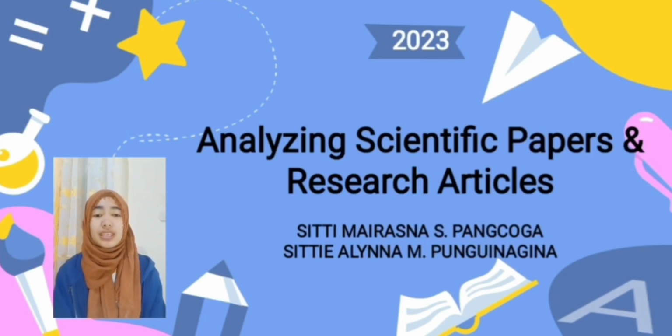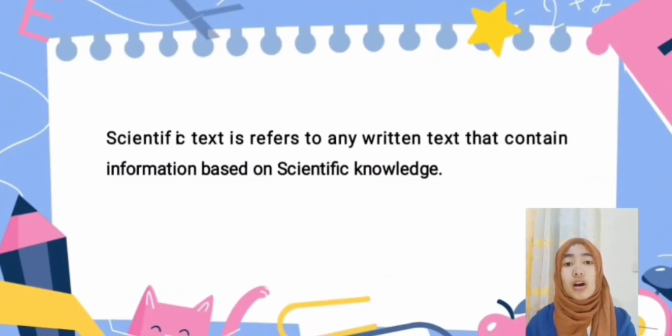Our assigned topic is about analyzing scientific papers and research papers. So firstly, when we talk about scientific text, it refers to any written text that contains information of concepts, theories, or any other series of topics that is based on scientific knowledge.